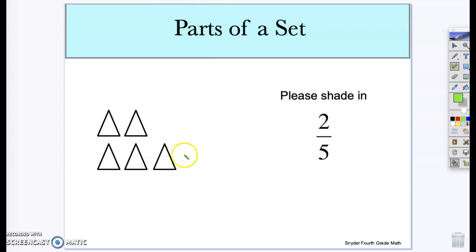We have this one, we have a total of 1, 2, 3, 4, 5 pieces, and we're going to shade 2 of them. So 2/5 would be 1, 2, 2/5.